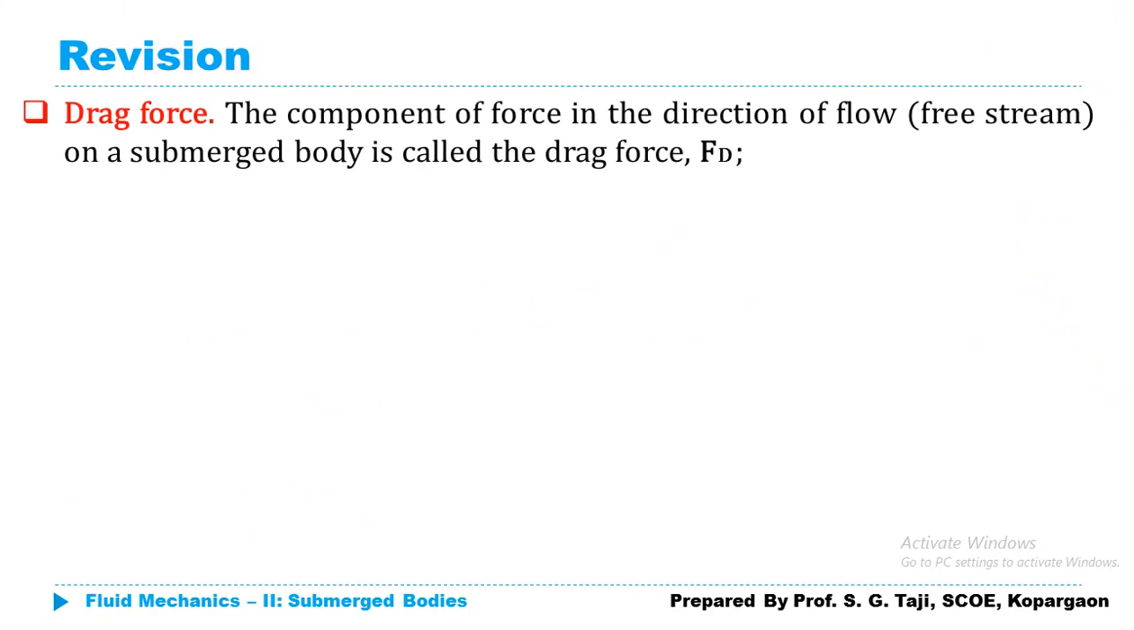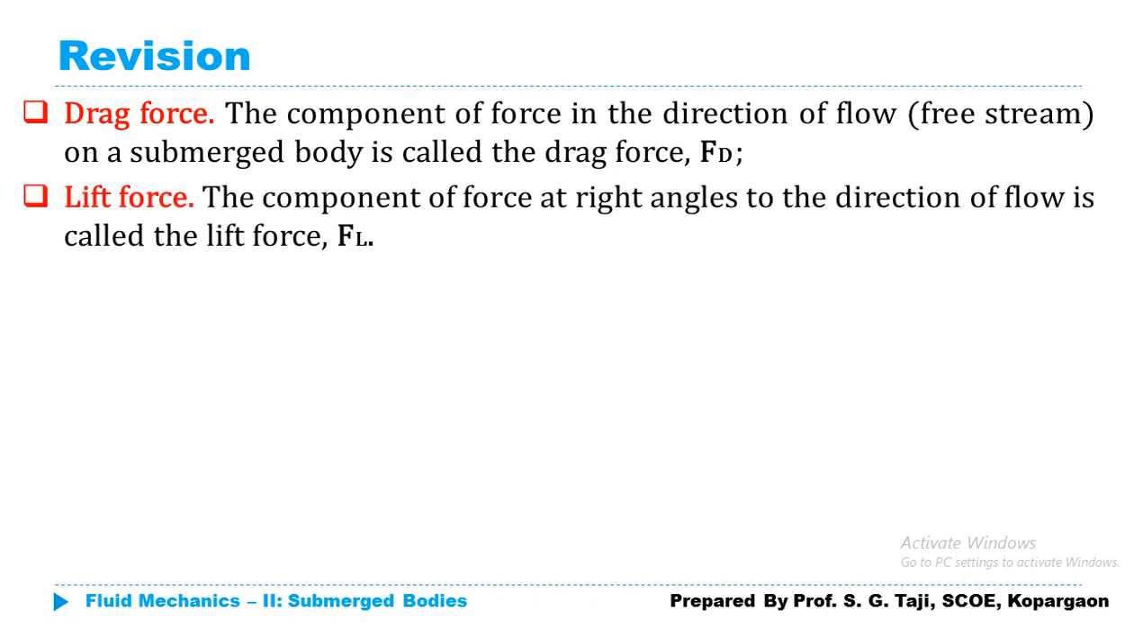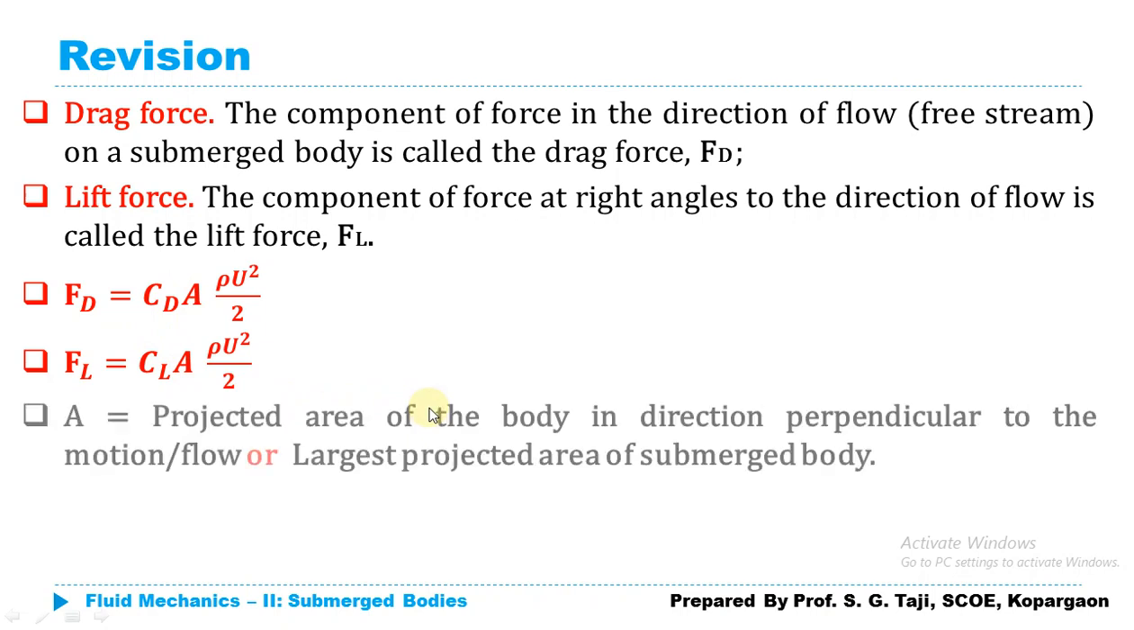So, drag force, as we all know, is a component of the total force which is acting in the direction of motion. Lift force is also a component of total force, but it is acting normal to the direction of motion. Again, expressions for drag and lift, as we have discussed: drag force is given by the equation CD multiplied by A multiplied by rho u square upon 2, and lift force is given by coefficient of lift multiplied by A multiplied by this dynamic pressure rho u square upon 2. Just remember that rho and u are the density and velocity, CD and CL are the drag coefficient and lift coefficient, and this A is going to play an important part while solving the numerical.